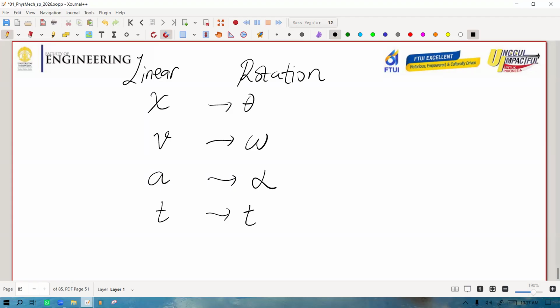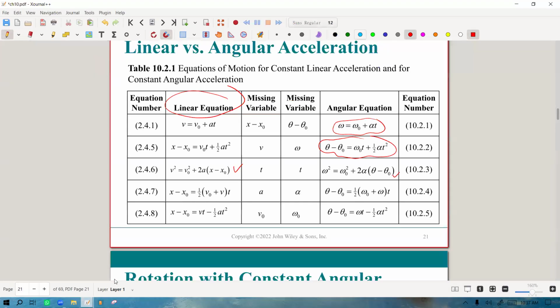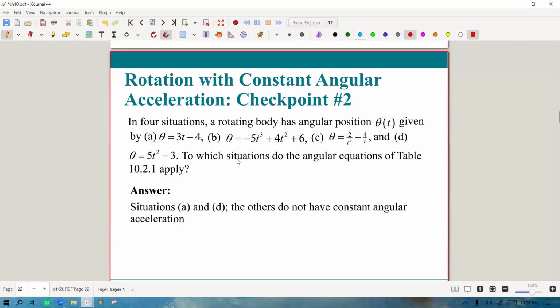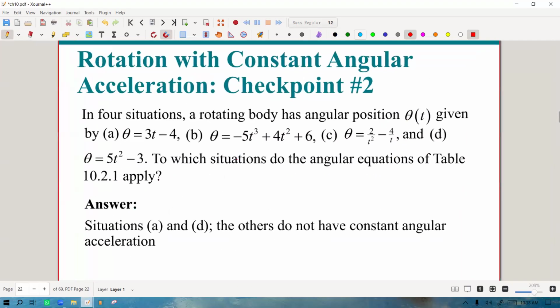Okay, remember the symbols, they are analogous. So position x in linear motion is analogous to angle, or angular position. Linear velocity is analogous to omega. Omega is angular velocity. And a, the acceleration, is analogous to alpha. Alpha is the angular acceleration. And time is also the same. This one is rotation with constant angular acceleration.